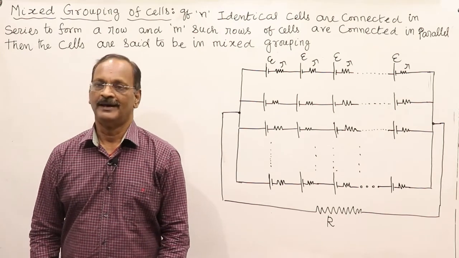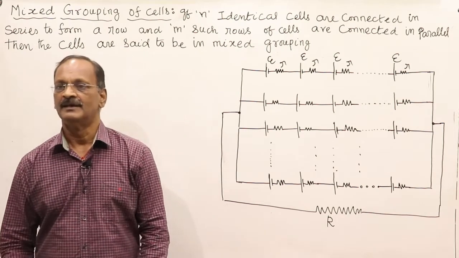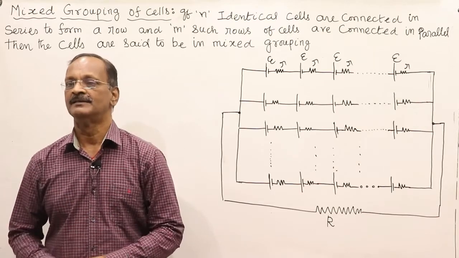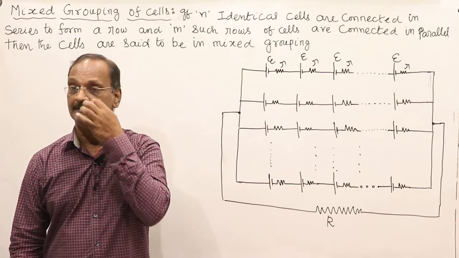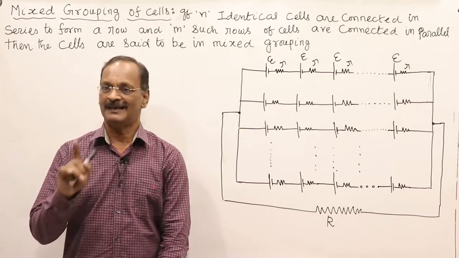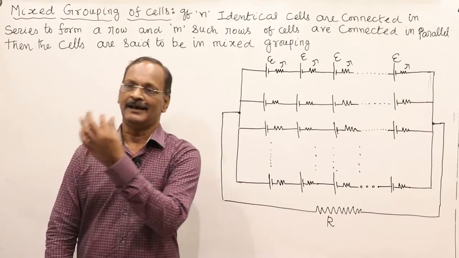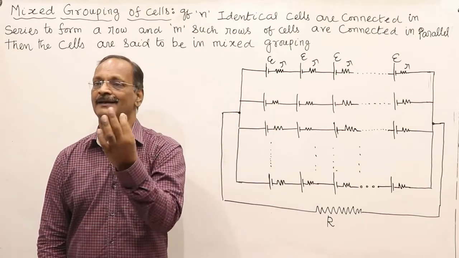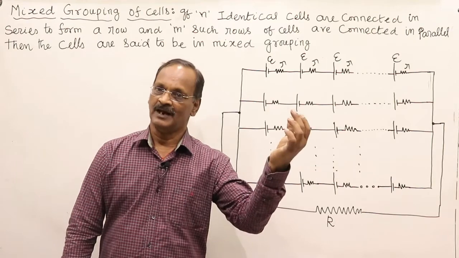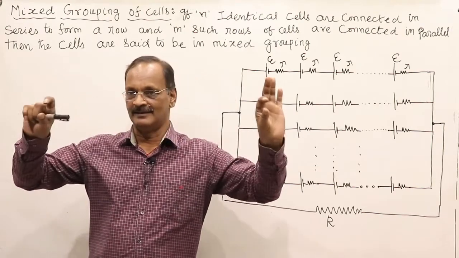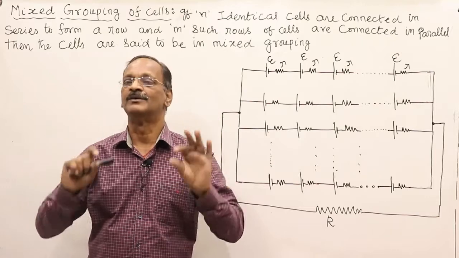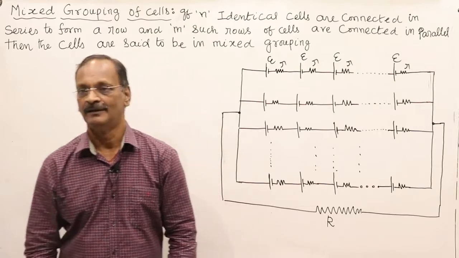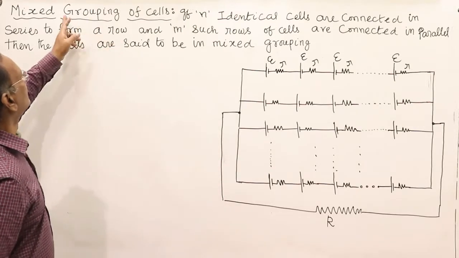Mixed grouping of cells. So far we have seen series grouping of cells and parallel grouping of cells. Now we are going to mix series and parallel, so that is called mixed grouping. It means in mixed grouping there are n identical cells connected in a row, and m such rows are connected in parallel. Then it is called mixed grouping of cells.